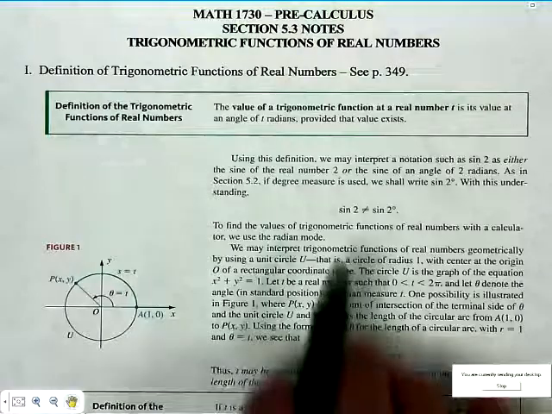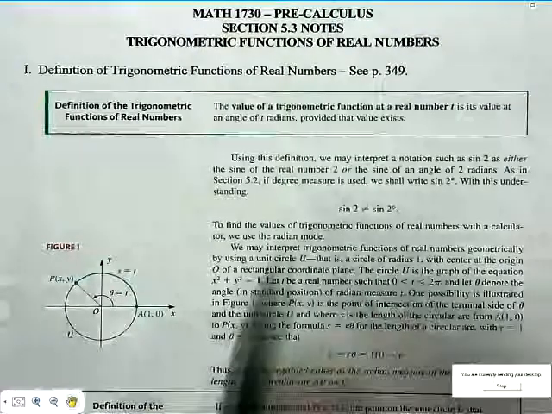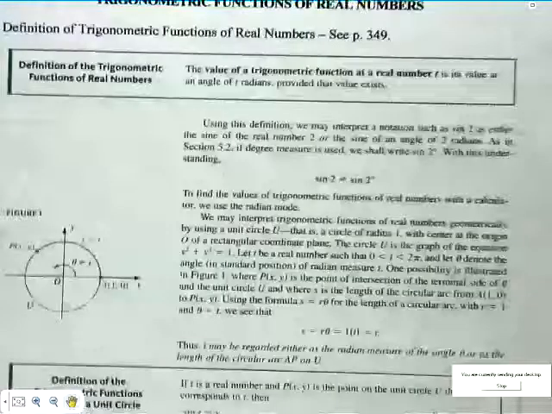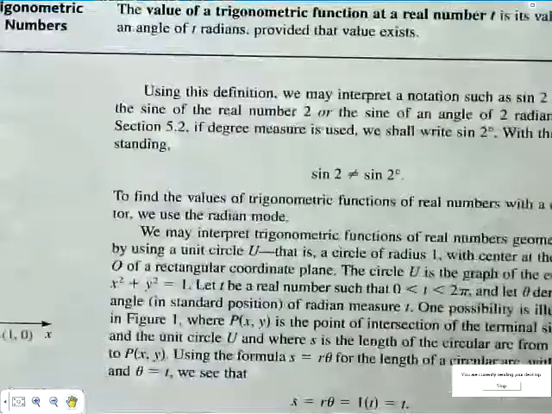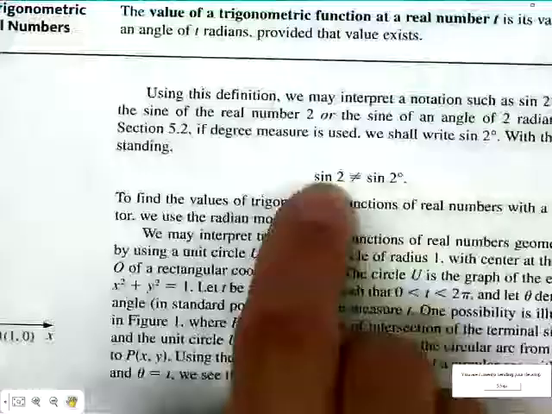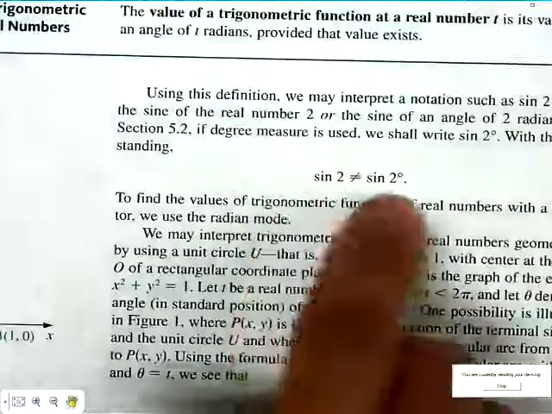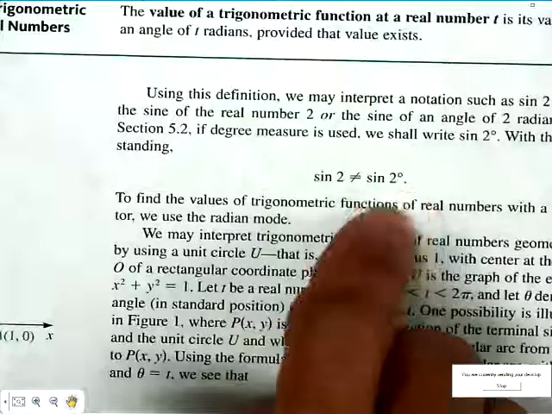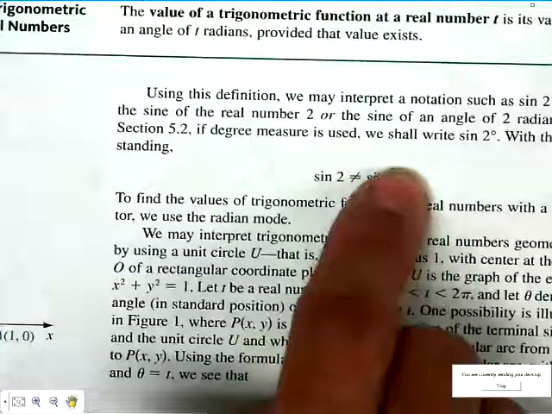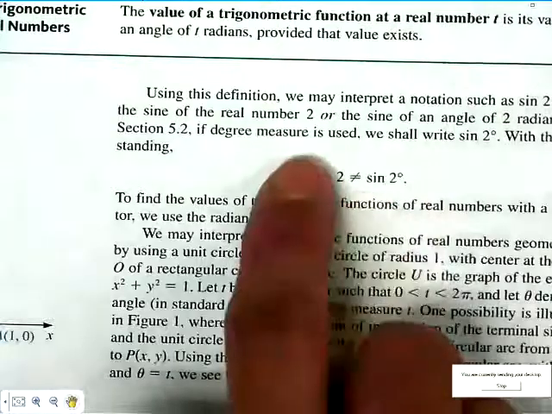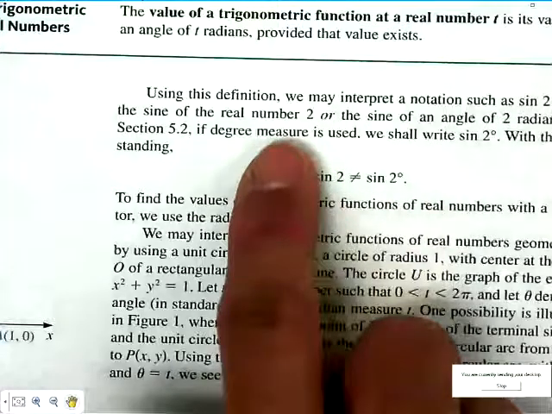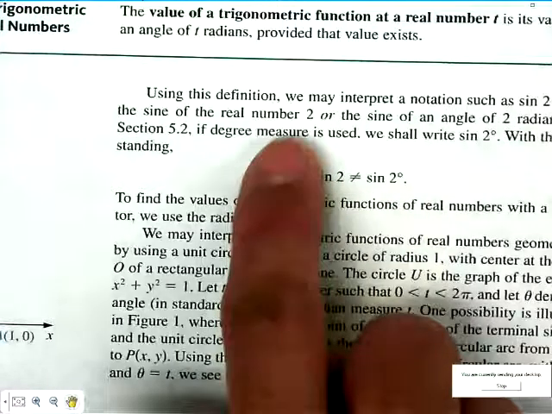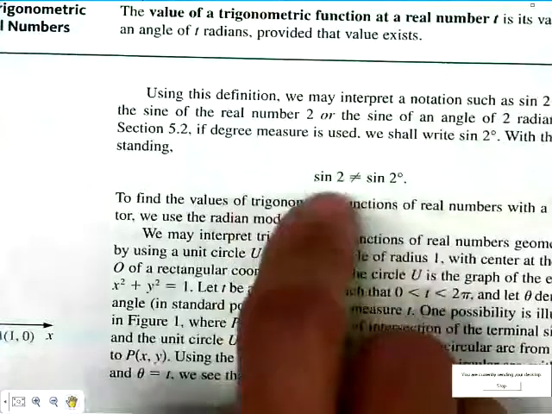And this note right here is important. Sine of 2 means the sine of 2 radians, not the sine of 2 degrees. So the definition of the value of a trig function at any real number, t, is just its value at an angle of t radians. So again, the argument of the trig function is understood to be in radians if you don't have the degree symbol.